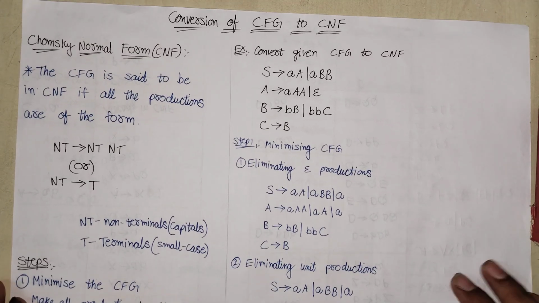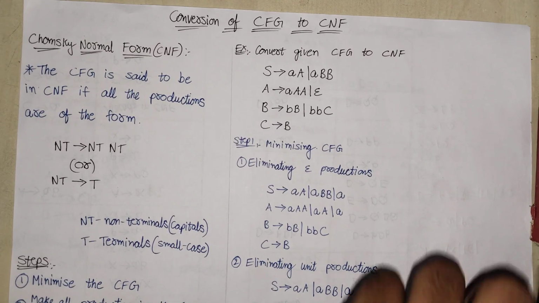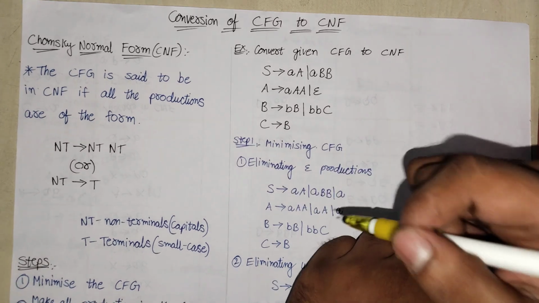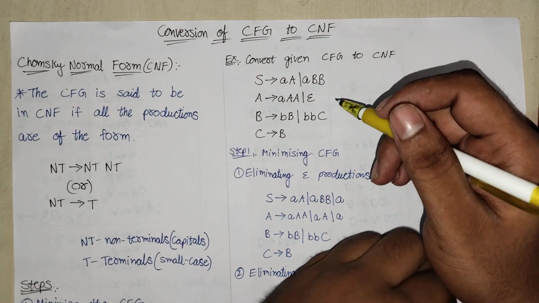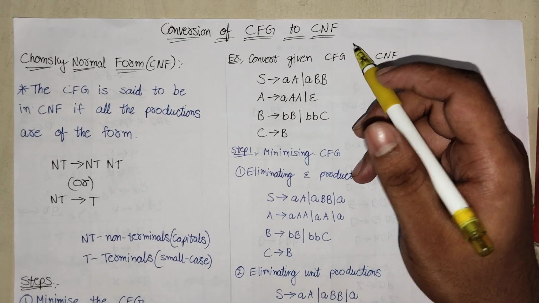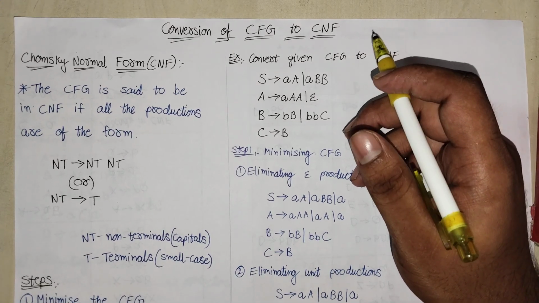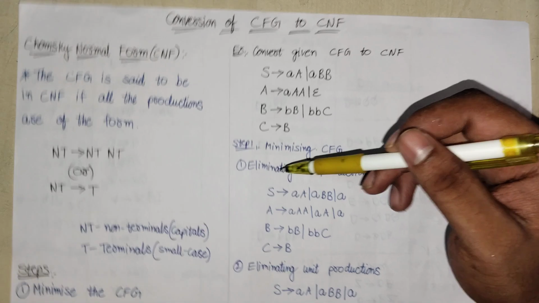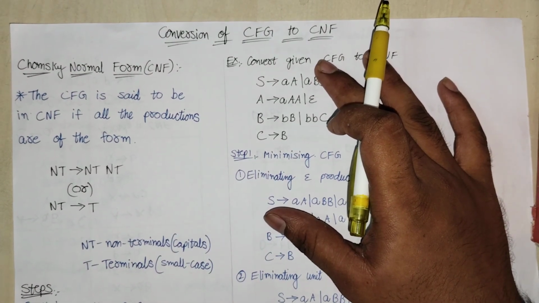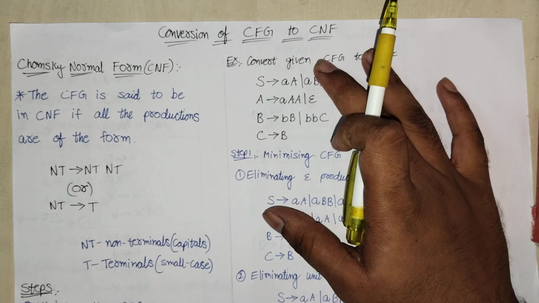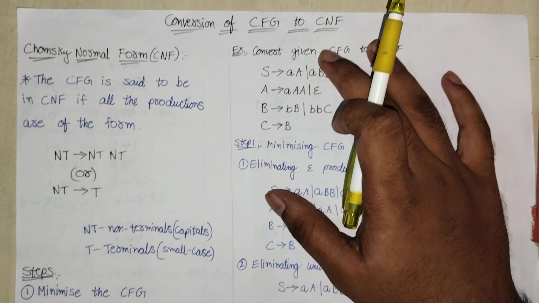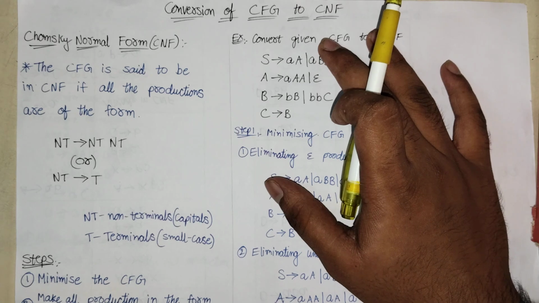Hello friends. So in the previous video we have seen about simplification or minimization of the context-free grammar. Now let's see how to convert the given context-free grammar into the normal form. There are two types of normal form: Chomsky normal form and Greibach normal form. For this video, let's see about Chomsky normal form conversion, and in the further videos, let's discuss Greibach normal form. So first of all, let's see the definition of the Chomsky normal form.